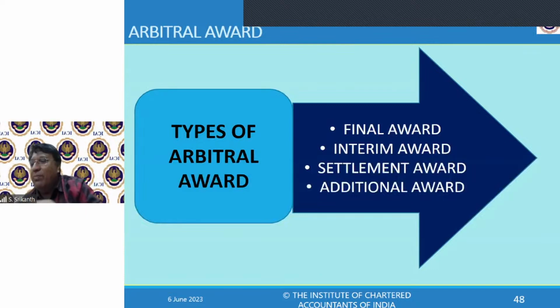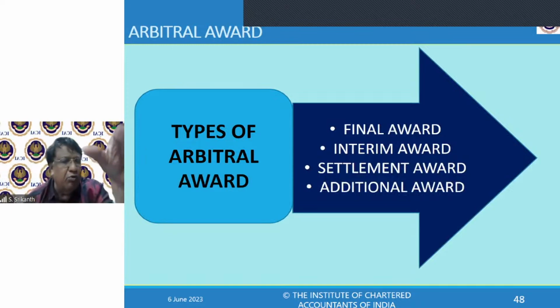So there are types of arbitral award. You have final award, interim award, settlement award, additional award. Interim award, I mentioned to you what it is. I gave you an example also. Final award, close. Settlement, where you give a settlement to the parties. Additional, as the name indicates, you have already given an award. Now you say you forgot that this is also there. Additionally, we are giving this award.